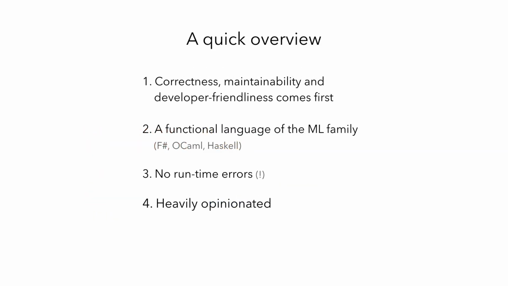So correctness, maintainability of the code, and the developer friendliness is one of the biggest focus points in Elm. And you can really feel that when you're working with Elm. And all of those come from the ML family of languages, like F#, OCaml. Facebook is playing a lot around with OCaml these days, and also Haskell. So Elm is like a simpler, more dumbed down version of Haskell. It has a lot of the same language constructions, but it's just simpler.